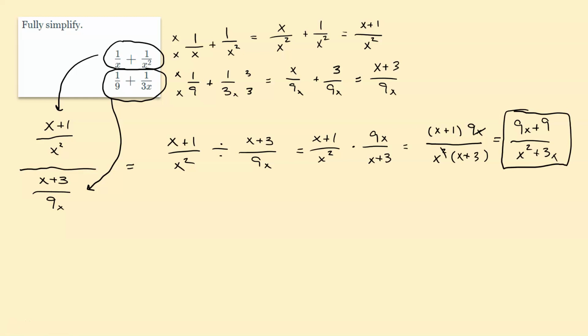So again, the process is we combine the numerator and the denominator into one fraction. And then once we've done that, we rewrite it as a division problem, then as a multiplication problem, and then multiply and simplify into our simplified fraction.